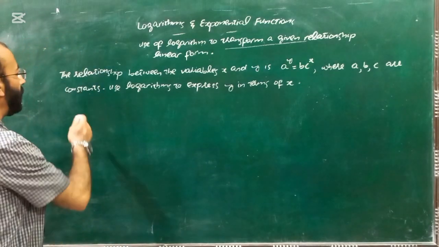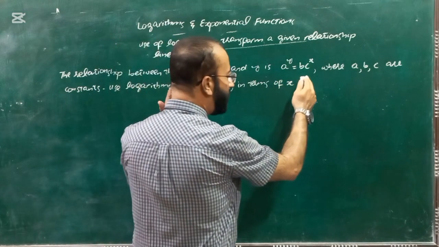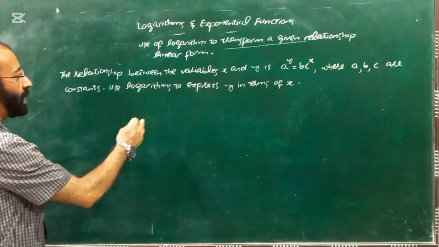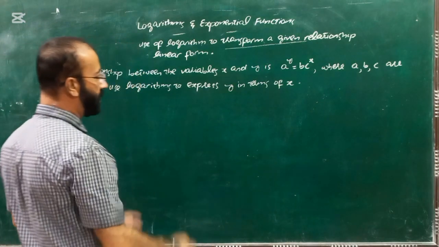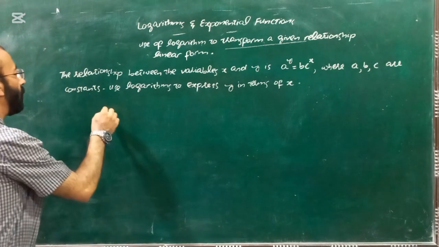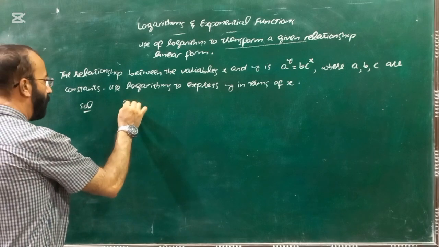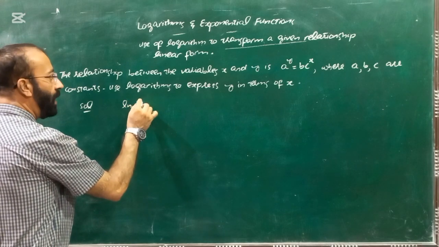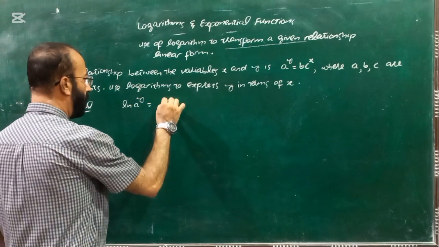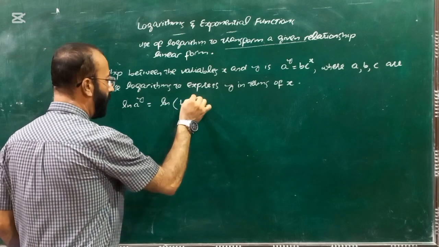Here is another question. The relationship between the variables x and y is a raised to power y is equal to b c raised to power x, where a, b, c are constants. Use logarithm to express y in terms of x. We will take the natural log of both sides. So the solution is natural log of a raised to the power y is equal to natural log of bc raised to the power x.